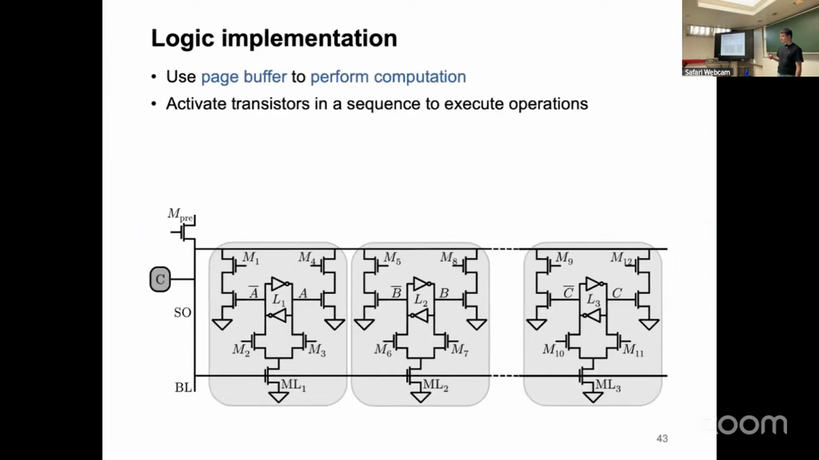The idea of Aries Flash is to use the page buffer to perform the computations. And if you activate transistors in a certain sequence, you can execute these operations. So this is the computing platform of Aries Flash. And now let's take a look at how they implemented the AND operation.